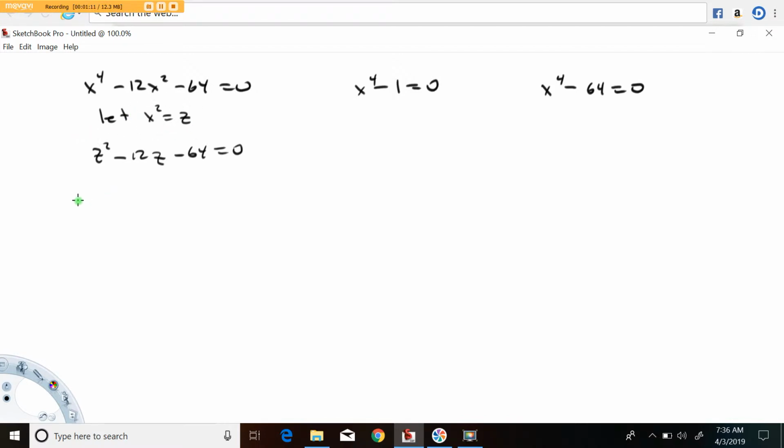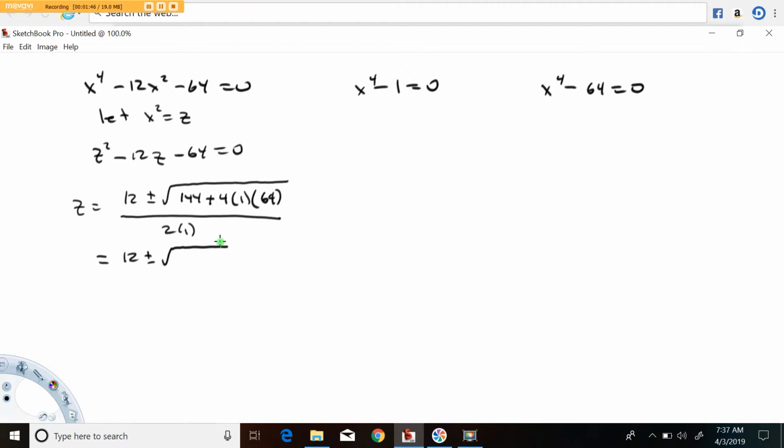So z is going to be, applying the quadratic formula, the opposite of b, plus or minus the square root of b squared. If I take negative 12 and square it, you get 144, minus 4 times a, which is 1, times c, which is negative 64. Instead of putting minus 64, I usually change that to a plus, all over 2 times a.